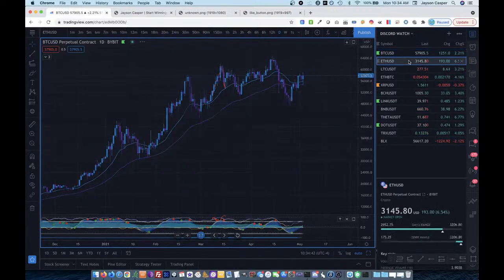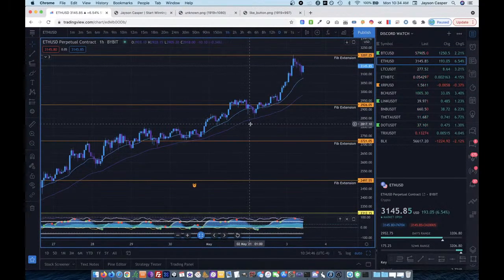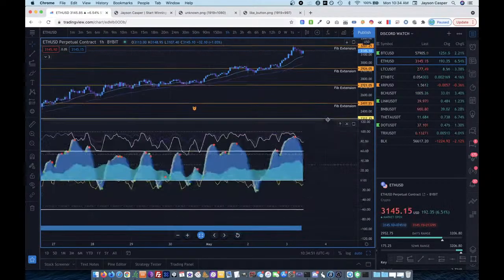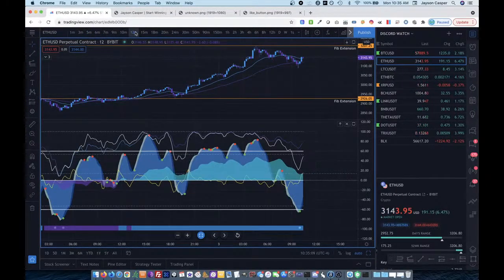Ethereum, I should check out Ethereum. Yeah, Ethereum's getting a nice little pump here to the upside. Looks like we're about to print a nice green dot soon on Ethereum on the 1 hour. We might actually be able to break through this fib extension, and if we do, then I think Bitcoin's going to pump. I think Bitcoin will pump if that happens.